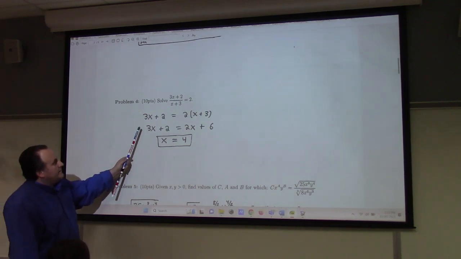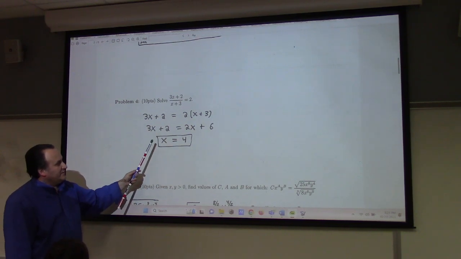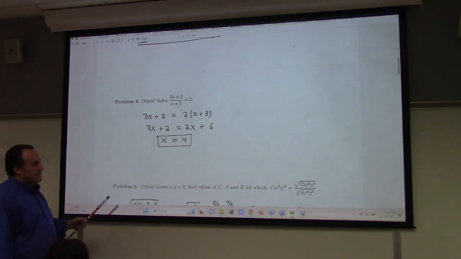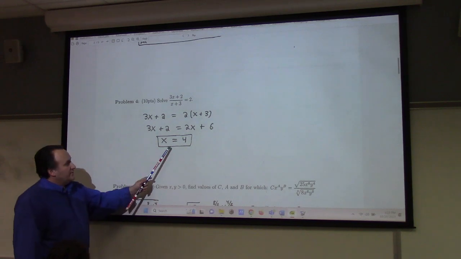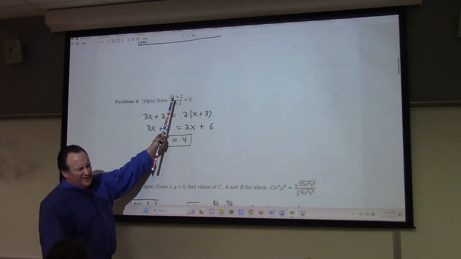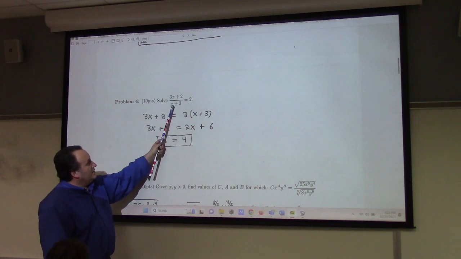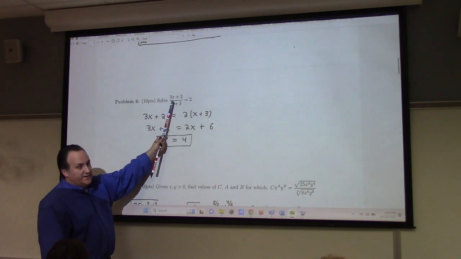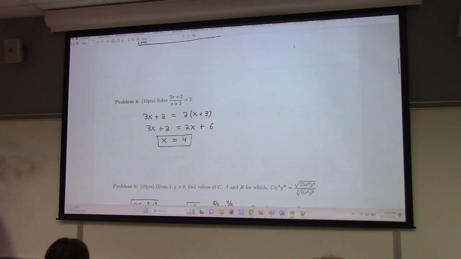Here, cross multiply, put all your x's on one side and all the numbers on the other, and solve. Right? There's nothing really to check. If you do the steps correctly, it's going to work. Now you can go back and check your work. If I plug 4 back in here, I get 3 times 4, which is 12. 12 plus 2 is 14. What's 4 plus 3? 7. 14 divided by 7 is 2. Okay, good. Right, it worked. Yay!